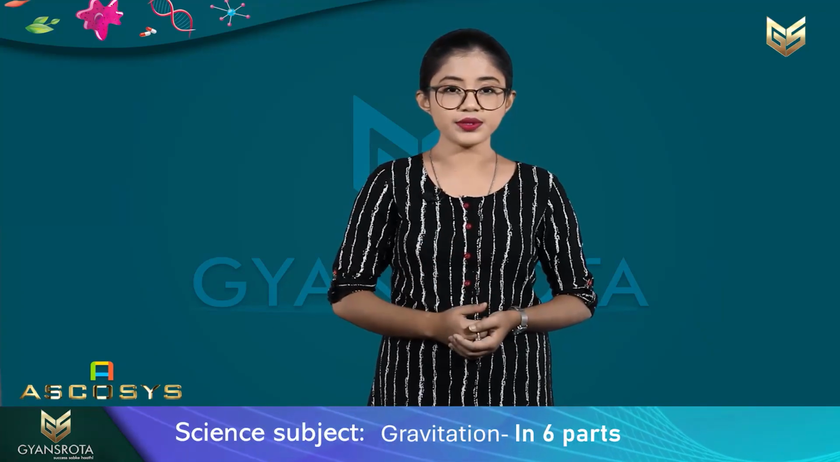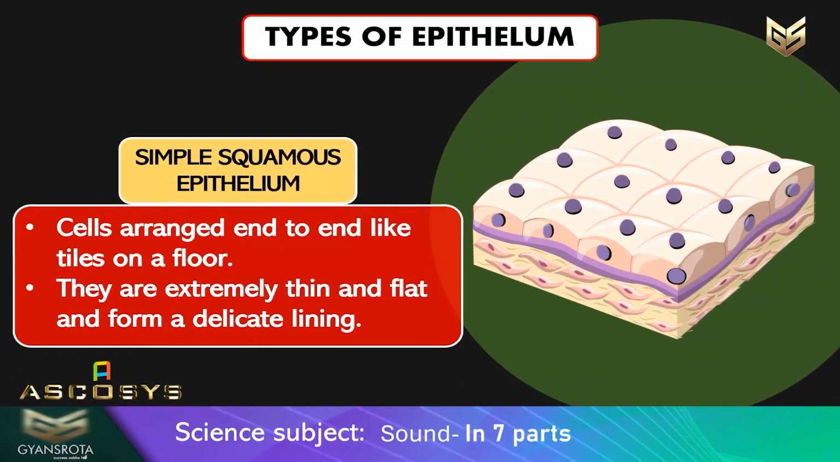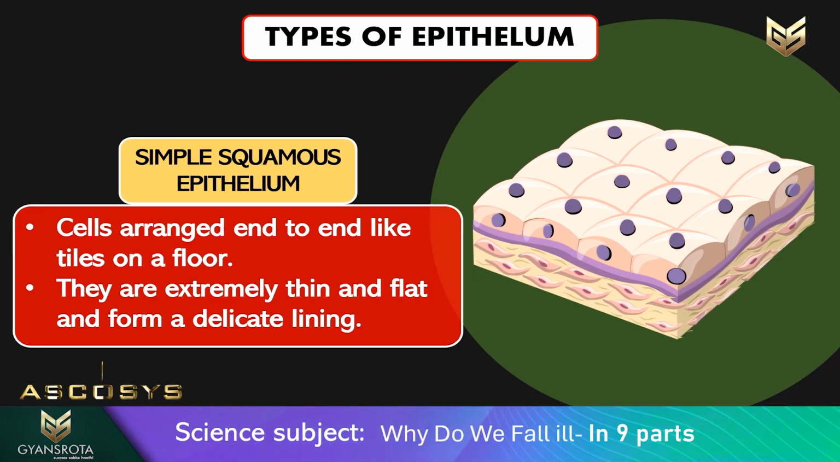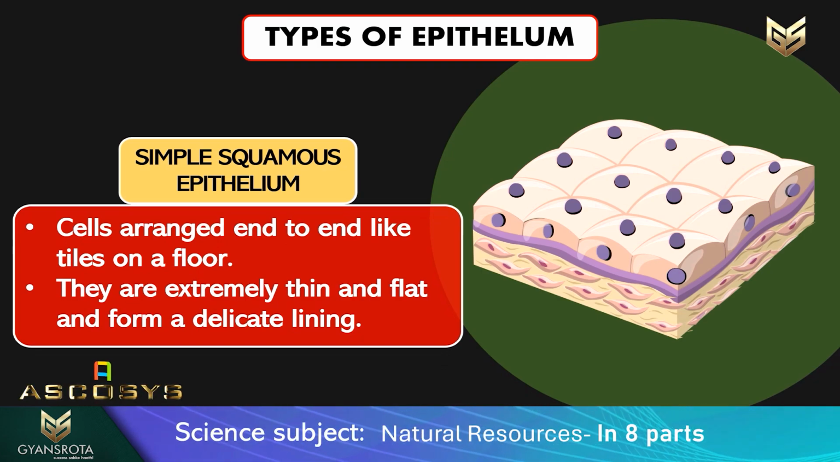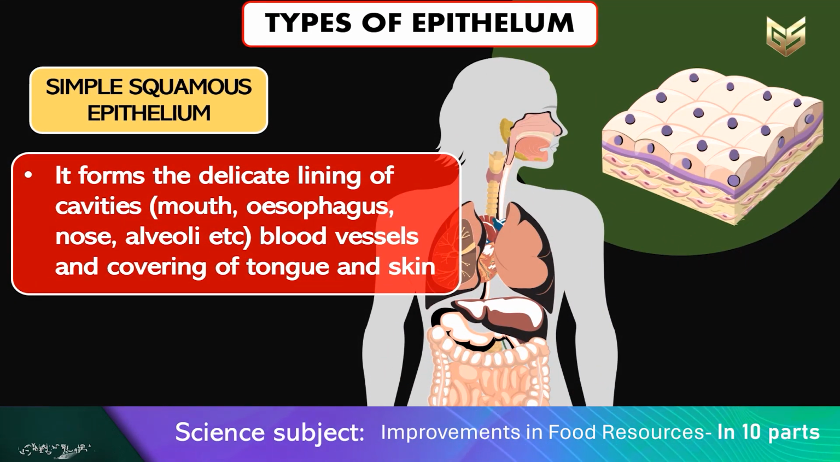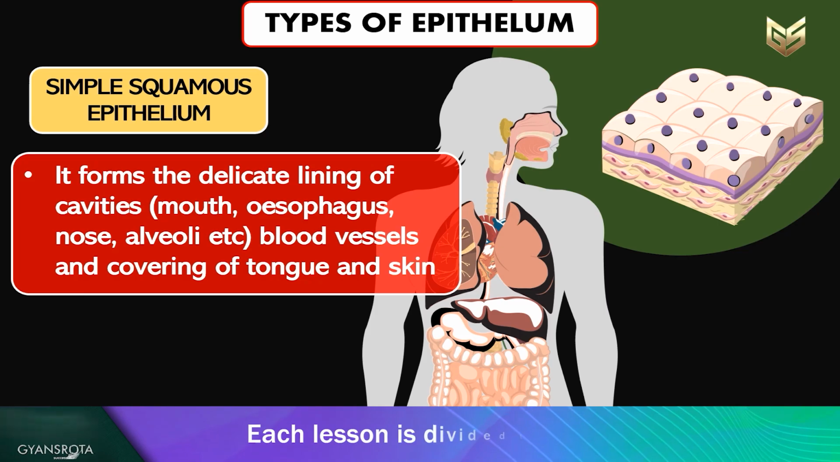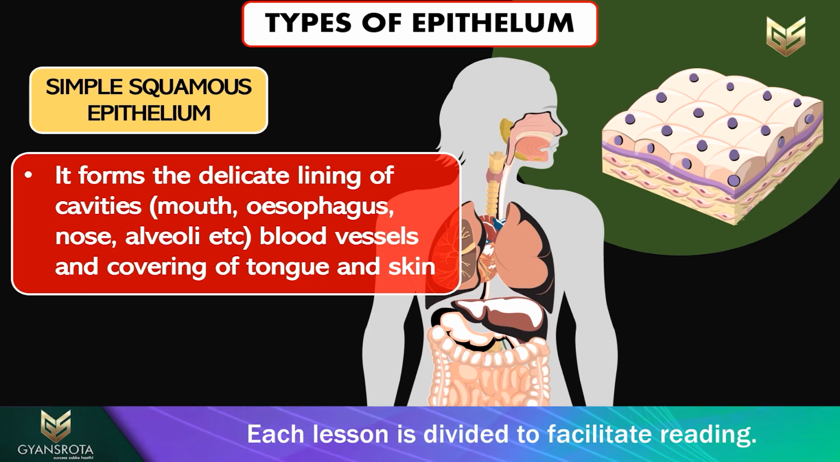Now these epithelial tissues are further of different types. The first one is the simple squamous epithelium. The simple squamous epithelium cells are arranged end to end like tiles on a floor. They are extremely thin and flat and they form a delicate lining of the cavities like the mouth, esophagus, nose and the alveoli, and they also form the lining of blood vessels and the covering of tongue and skin.